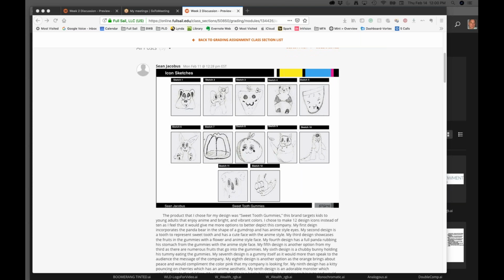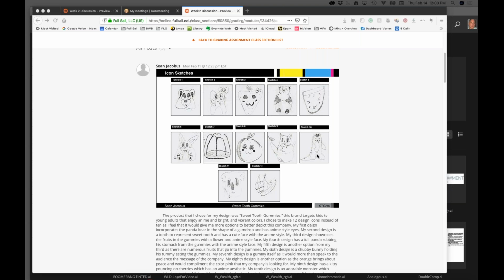I'm not sure what this one is. The bunny is interesting. I kind of would like to see a combination of 6 and 7. The bunny, but sort of gummy looking. This looks like Yo Gabba Gabba here.